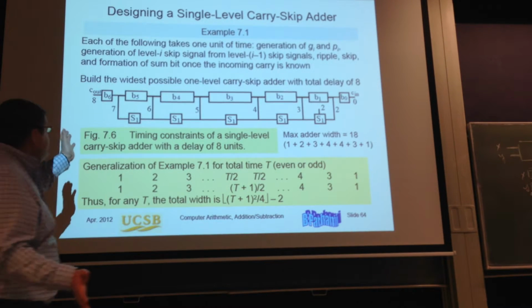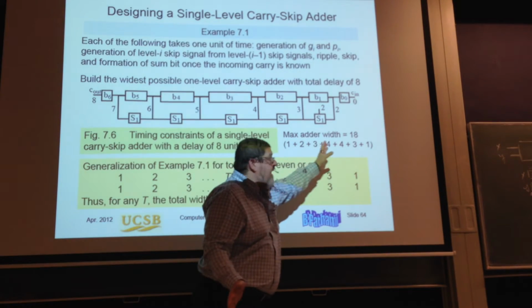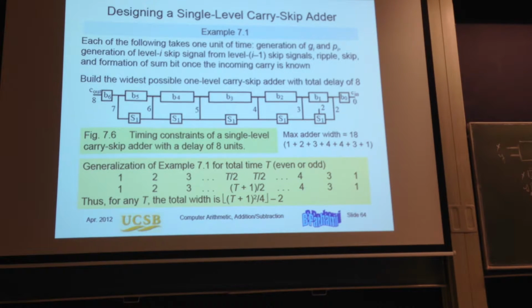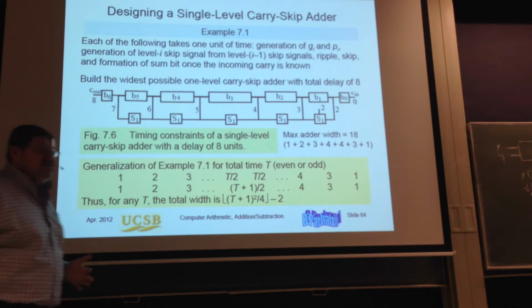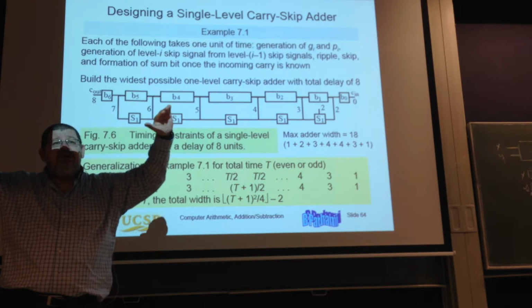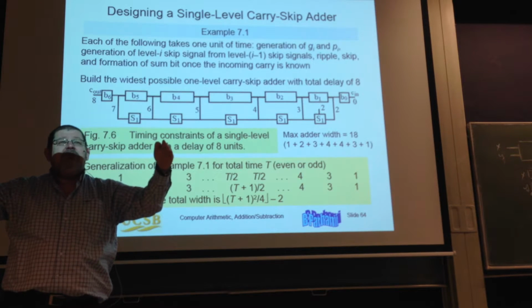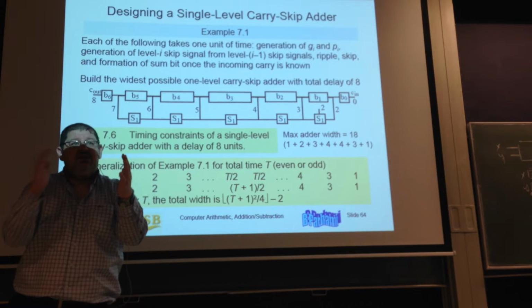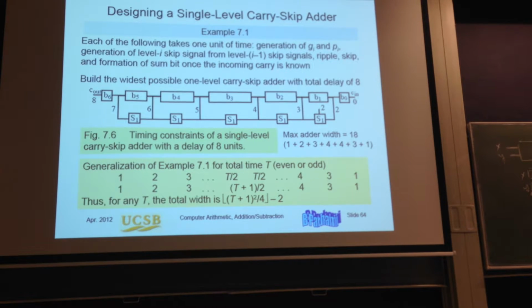And with that many blocks, I can add maximum 18 bits in 8 time units. If I want to add more than 18, it won't be possible. I have to add an extra block. But what I see as a principle is that the blocks are kind of following a pattern. Then on the boundaries they are shorter, in the middle they are longer. Because in the middle they get more time to absorb things, and they also can generate in the right way.